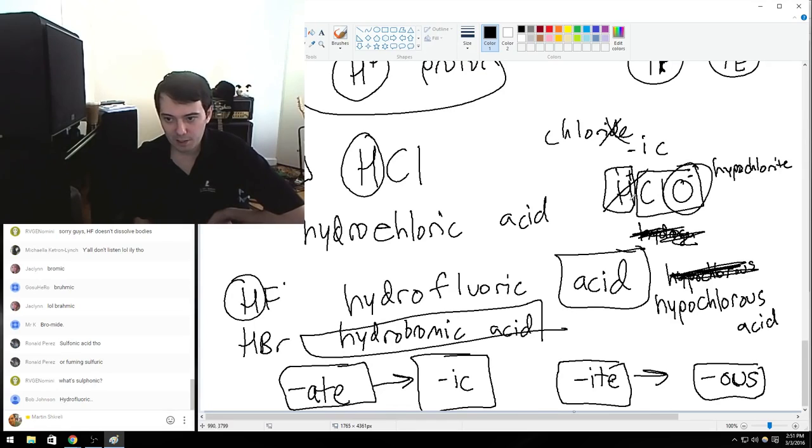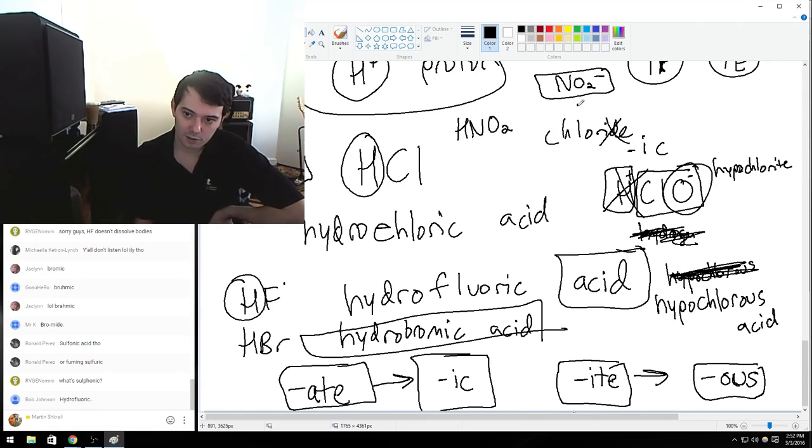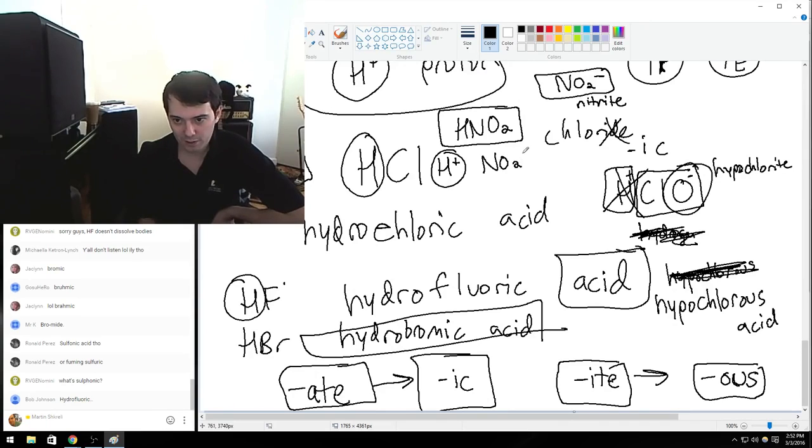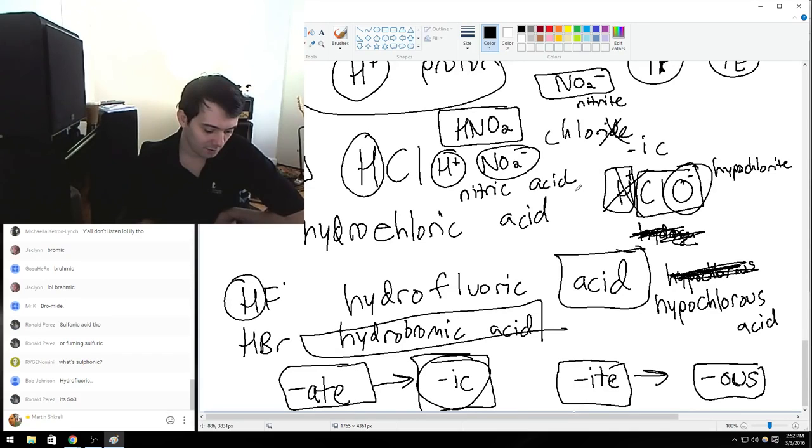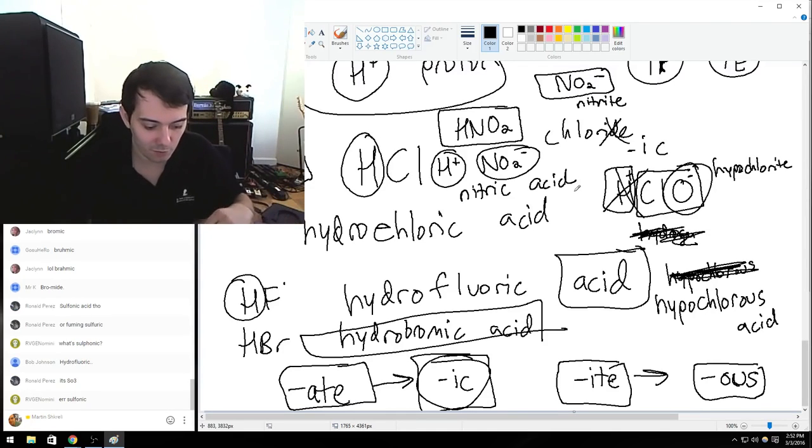If it's an oxygen-containing acid, we can skip the hydrogen part. So let's look at HNO2. If you remember your polyatomic ions, it's NO2 minus. The ion is what again? It's nitrite, right? So because this is an oxygen-containing acid, it will form the H plus ion and the NO2 minus nitrite ion. We'll actually call this one nitrous acid. Let's do one more oxy acid and we'll be done.